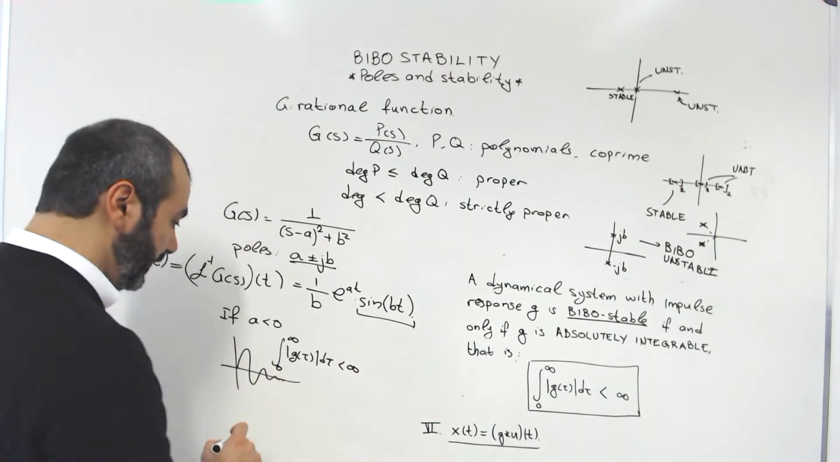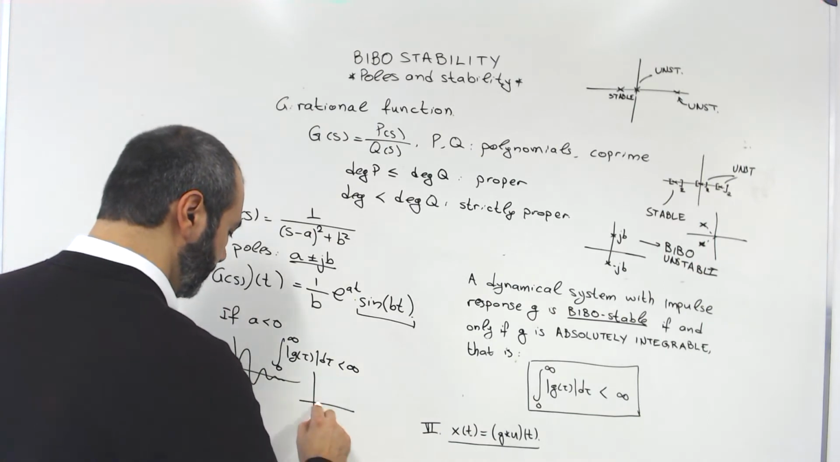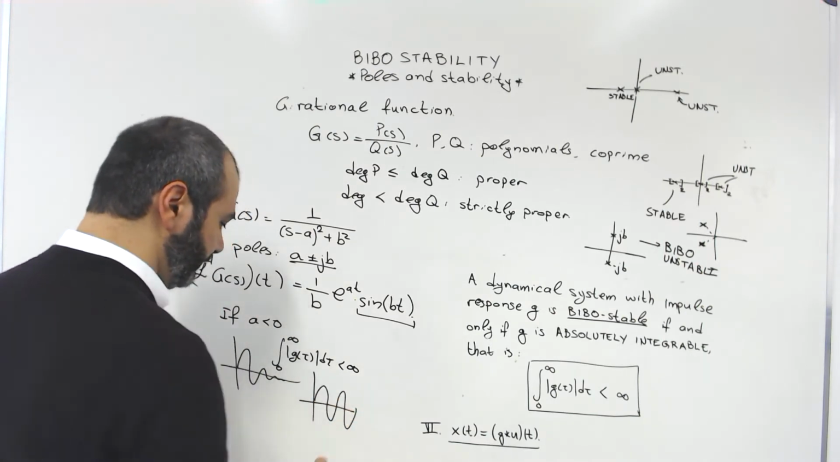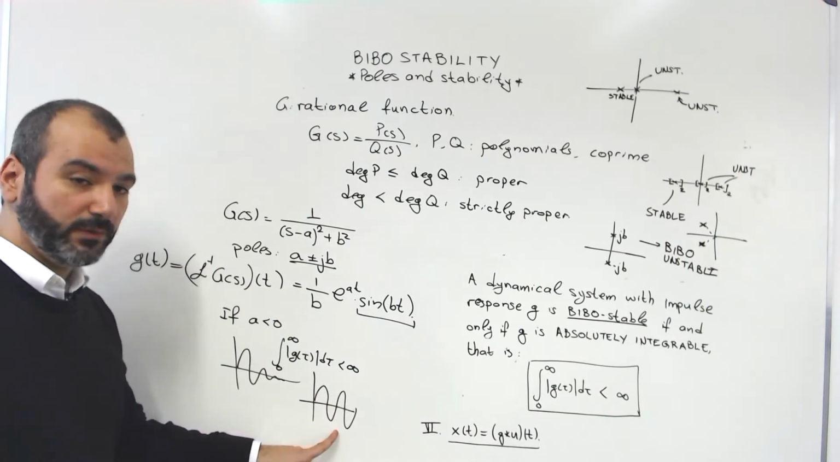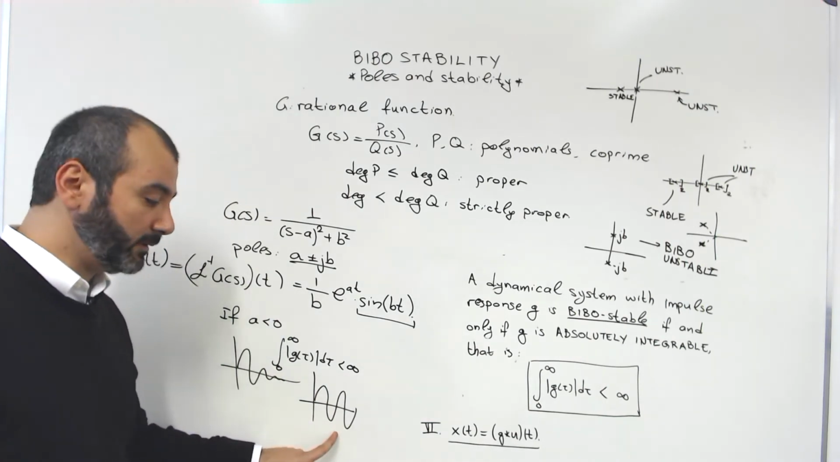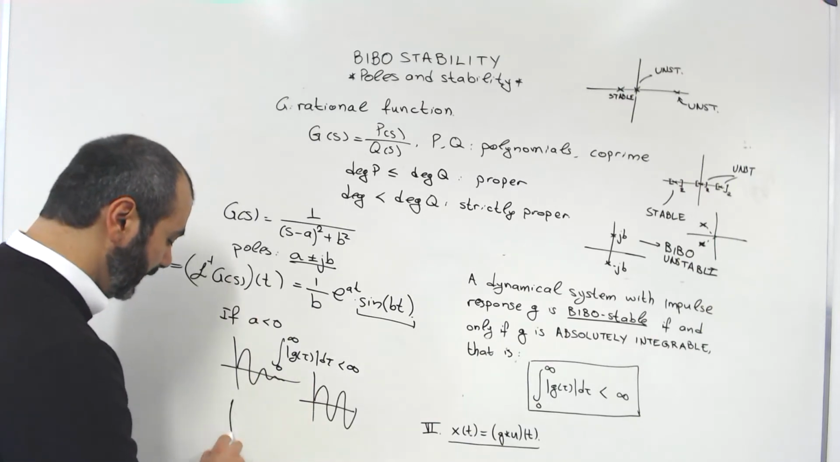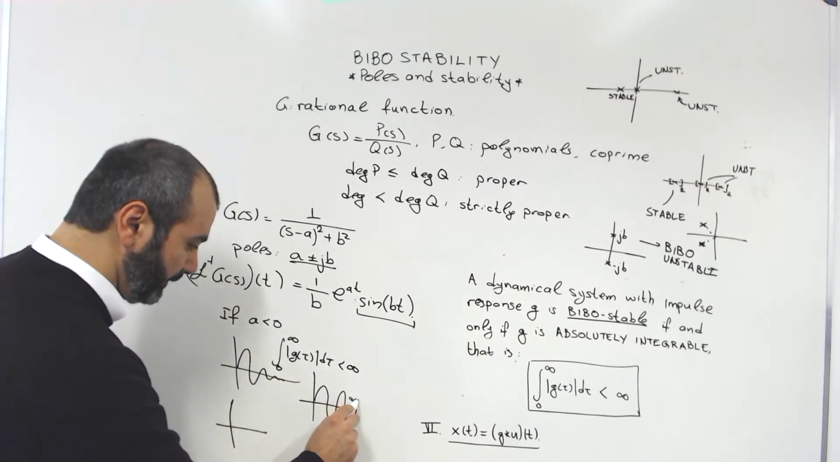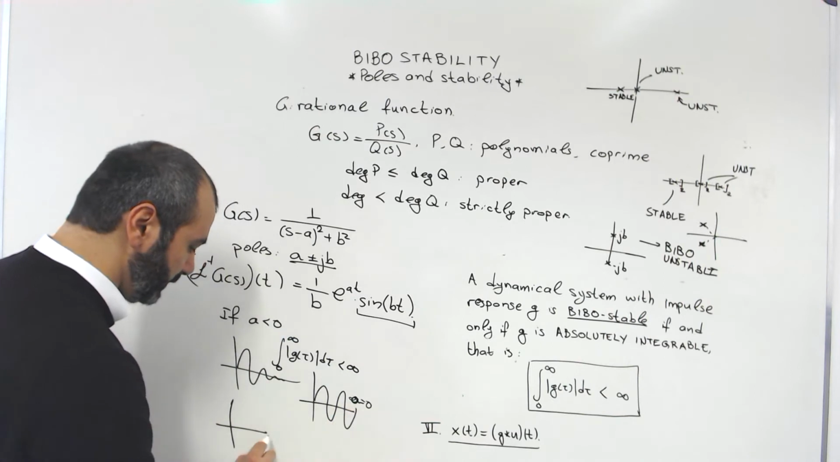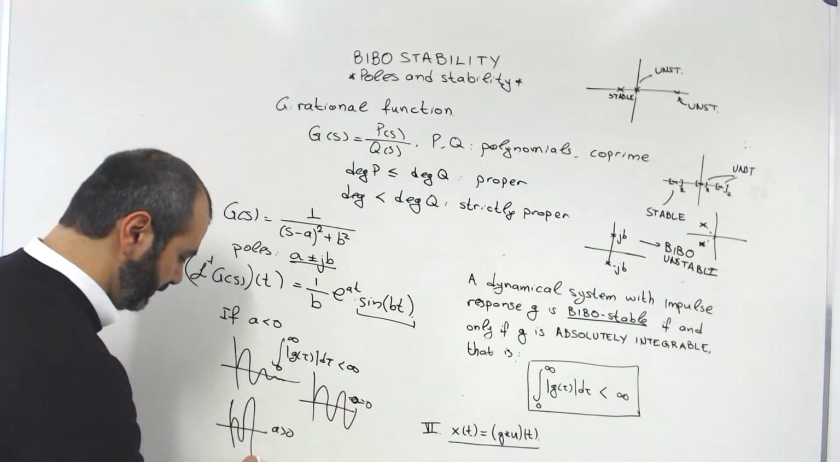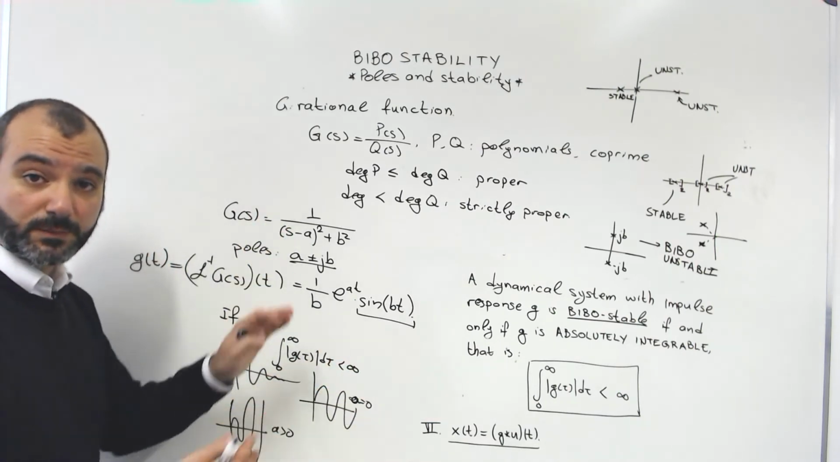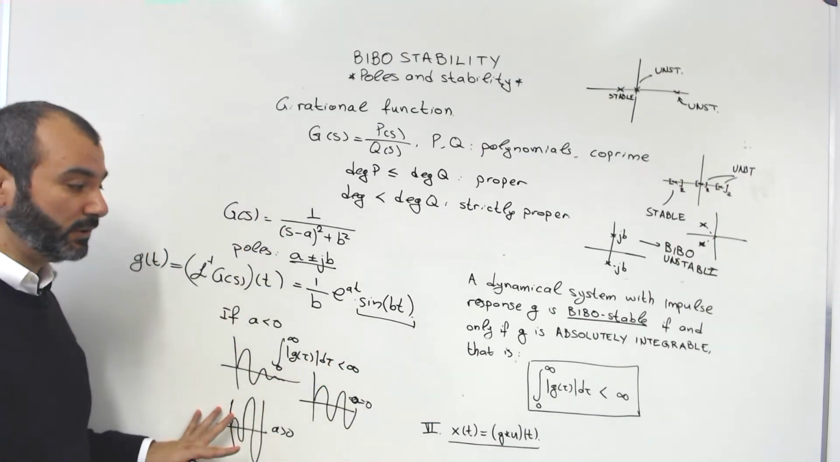Why? Because if a is 0, then we have a sinusoidal wave, and we showed before that this is not absolutely integrable. And if a is positive, then this grows exponentially. So again, this is not absolutely integrable.